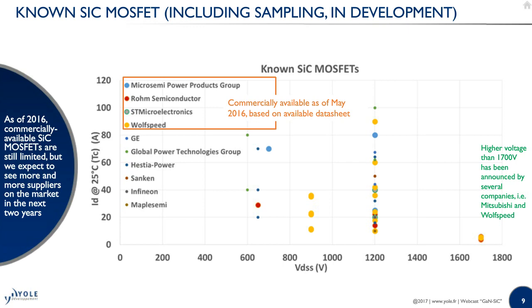For the moment, most of the silicon carbide products are rated at 1.2 kV. Some players will provide 600 volt products, and a few at 1.7 kV, and beyond 1.7 kV, MOSFETs have been demonstrated by several companies.